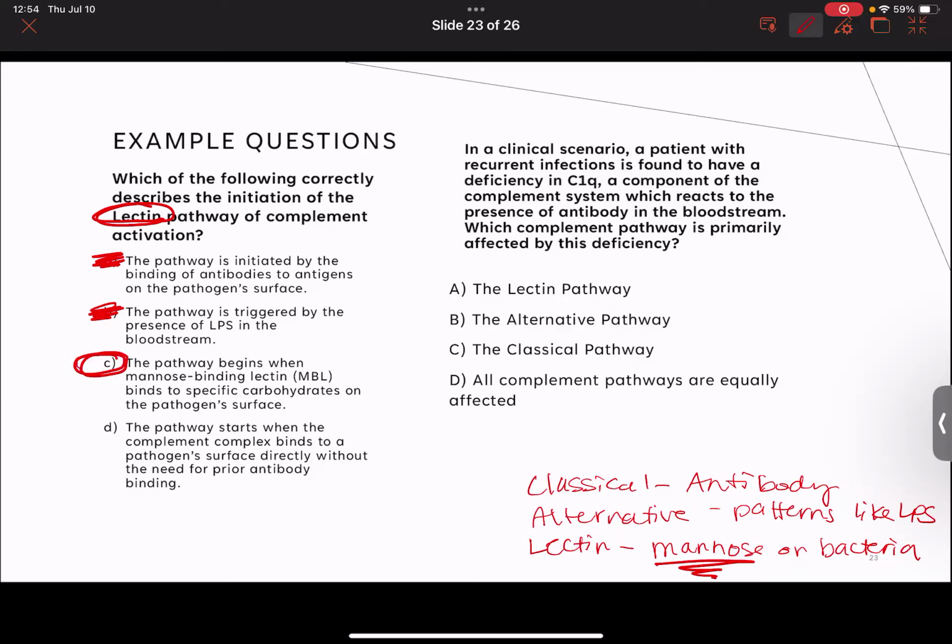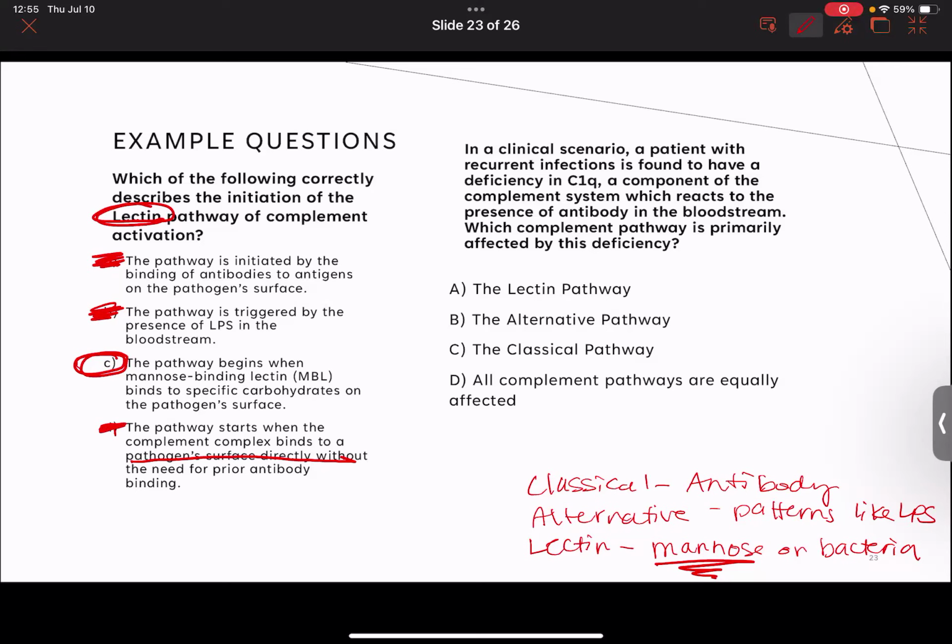The pathway starts when the complement complex binds to a pathogen surface directly without the need for prior antibody binding. Now, that is what is happening when complement acts, but is that specific to the lectin pathway? So we need to be specific that this is recognition of mannose by lectin. So C is our best answer here.